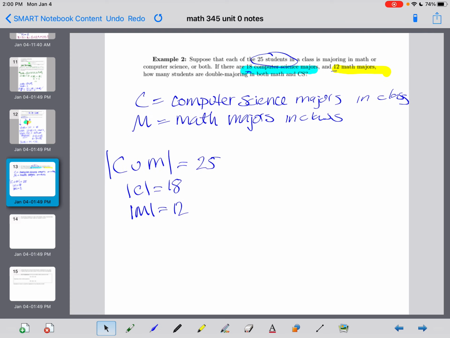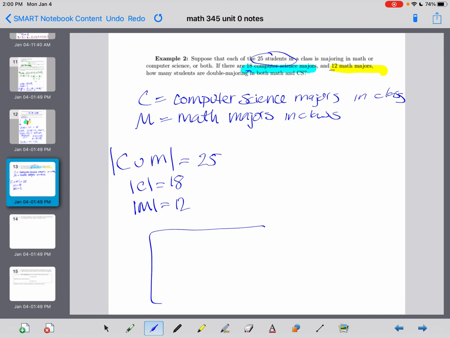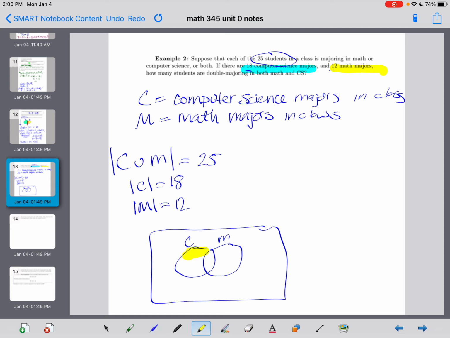Okay, now if we wanted to, we could jump into drawing a Venn diagram of the situation and seeing if we can figure out how many students there are in each of these sections. So here are the computer science majors, here are the math majors. What I know is that this entire circle for C, in total, is going to have 18 people. Oh, I should have done that in blue to be consistent with up above. Okay, and I know that this entire circle for the math majors is going to have 12 students altogether. But I don't know how they're divvied up. In particular, I don't know how many students are in the intersection. That's what I'm trying to find.